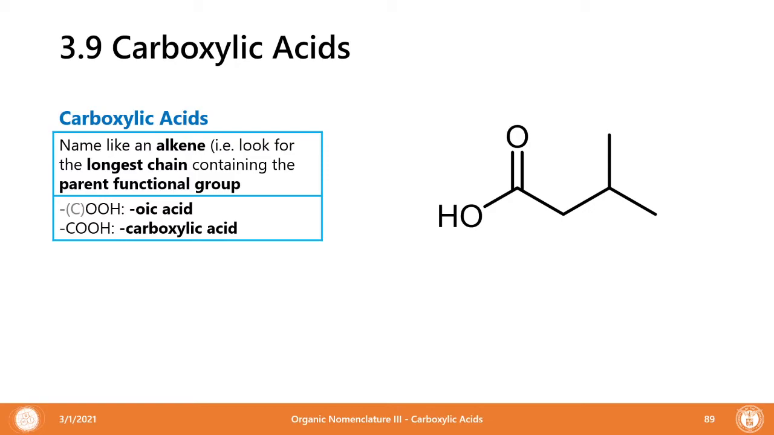Linear carboxylic acids are named, like all terminal functional groups, with the suffix oic acid. Here we have our carboxylic acid. We have 4 carbons in the longest parent chain, including the carbonyl carbon. So we have butanoic acid. We have here a methyl group. And we do locant numbering to give number 1 to the carboxylic acid. Assembling the name, we get 3-methyl butanoic acid.